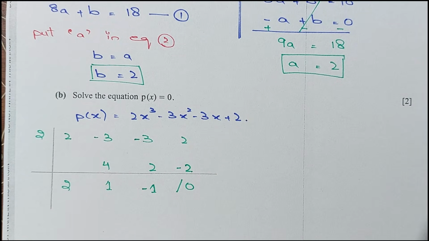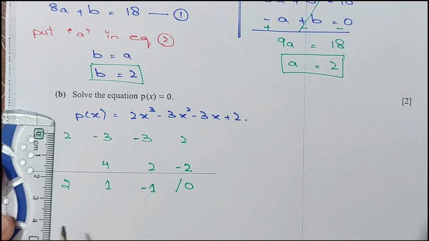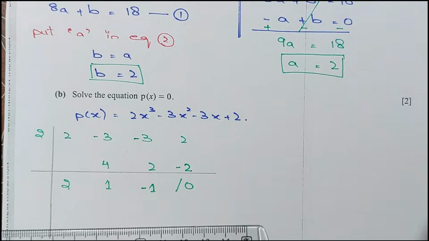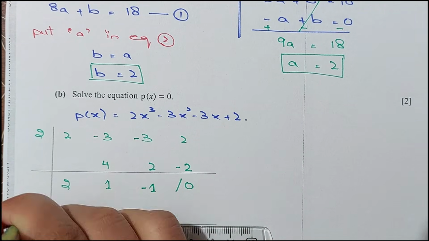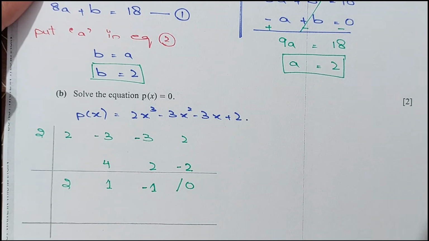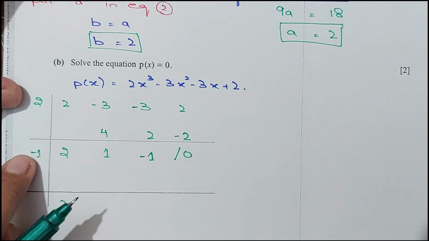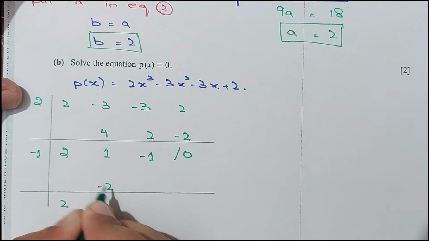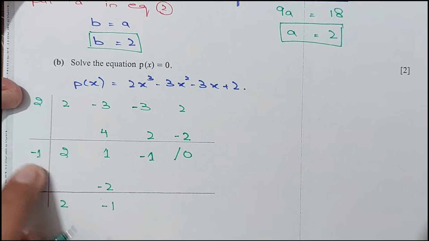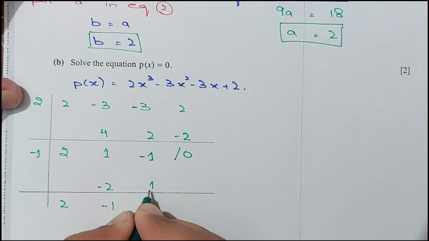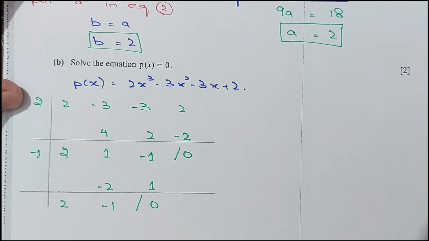All right, now applying the synthetic division method one more time, because we already know another factor, minus 1, is another factor for this polynomial. Bring the first factor down. Minus 1 times 2 is minus 2. When you add them up, you will get minus 1. Minus 1 times minus 1 is just 1. When you add them up, you have 0.